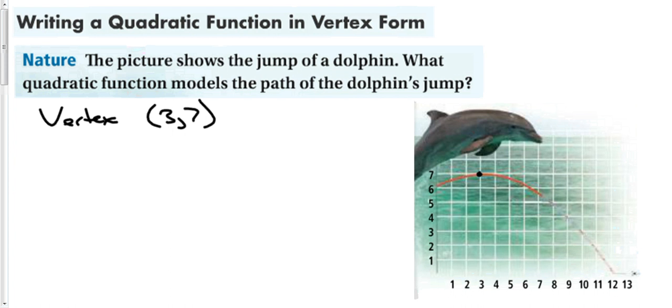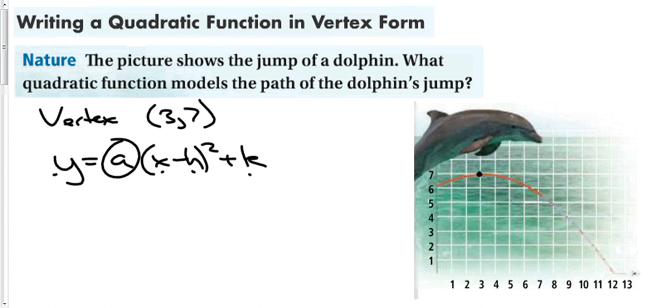Now I need another point. First of all, let's look at vertex form. Vertex form is y is equal to a times x minus h squared plus k. I know h and k right now. If I had another point on the graph, then I would know x and y. Then I would know y, x, h, and k, and the only thing left to solve for would be a. I can figure that out.